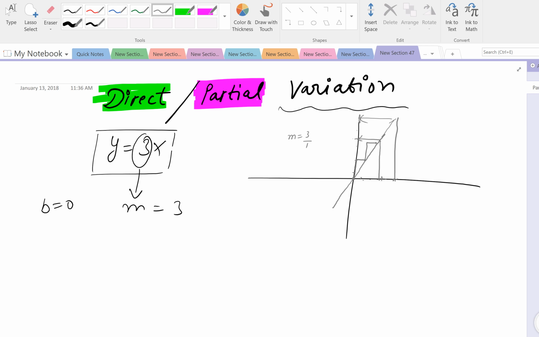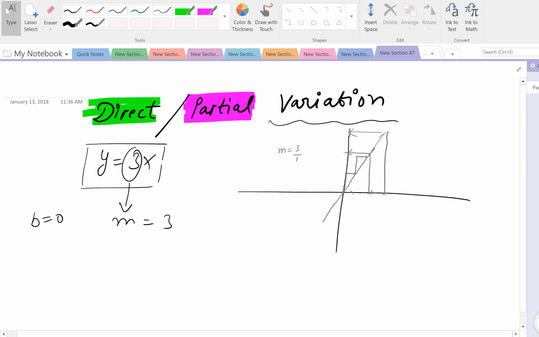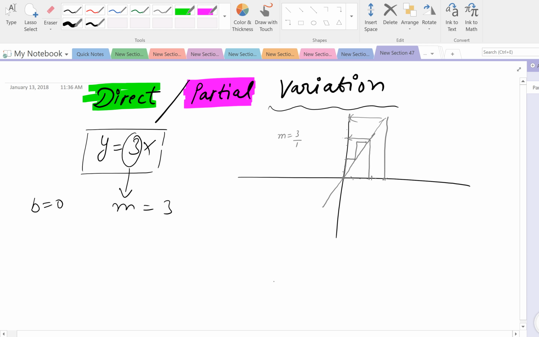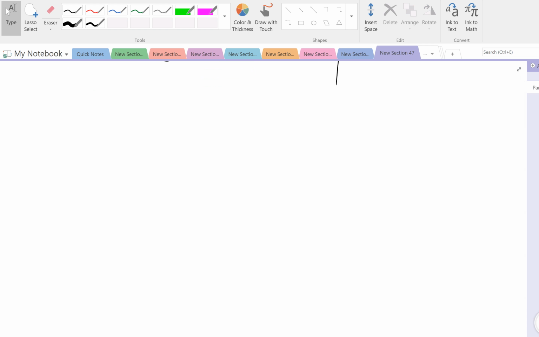And now the partial is going to be a variation, an equation which is not starting from 0, 0. That is going to give you a partial variation. For example, let's draw related to the partial. So that was in the context of a line. We can do one more example in the context of a line.